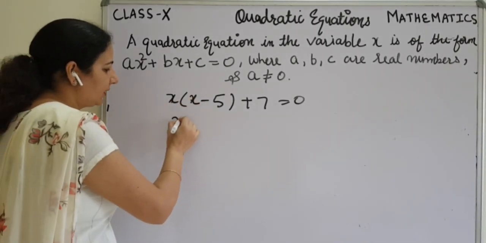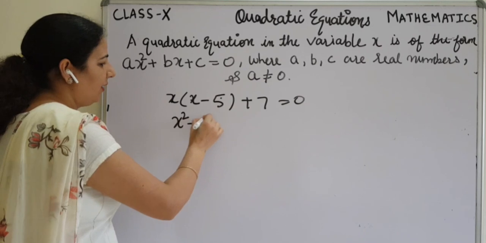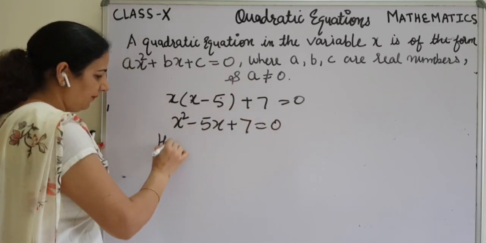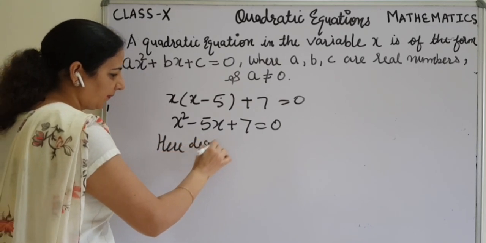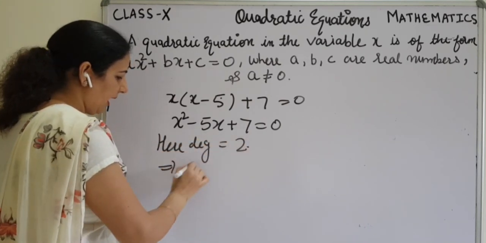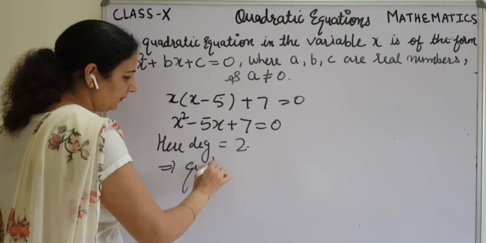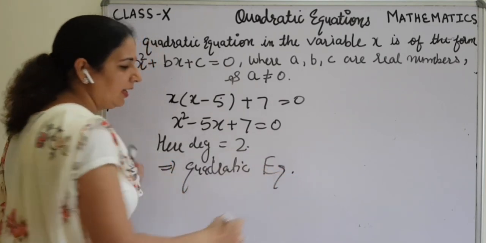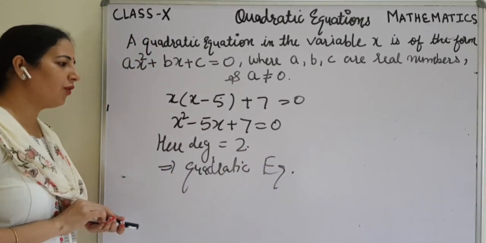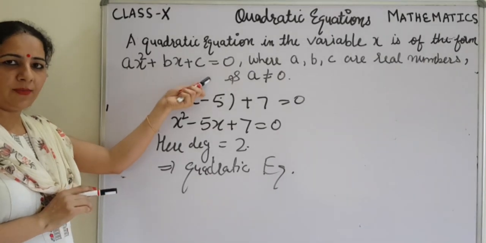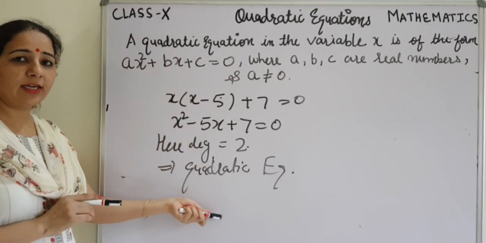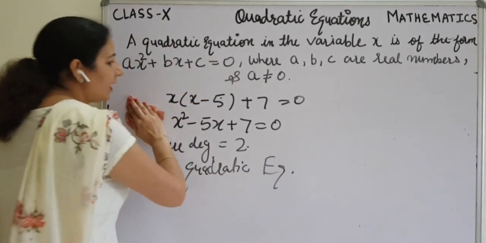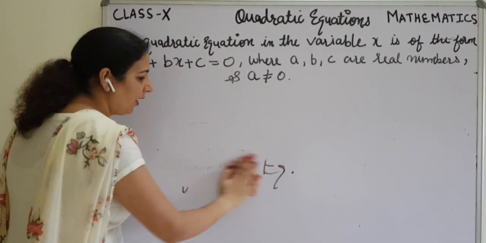So x into x is x square, x into 5 is 5x, plus 7 is equal to 0. Here degree is 2. This implies it is a quadratic equation. So first of all, you have to reduce it to the standard form, then you will be able to tell whether the given equation is quadratic or not. Fine. In the second question, they have started with the word problem.